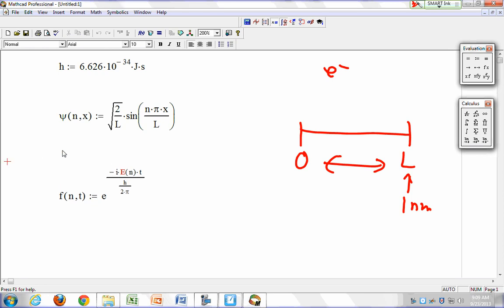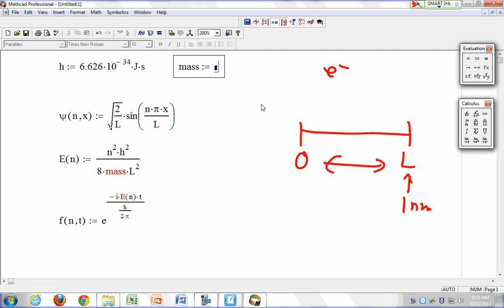It turns out in this case, the energy for the nth state, if you solve the Schrodinger equation, you'll find that it's equal to n squared times h squared over 8 times the mass of the particle times L squared. Okay, so when we get to the particle in a box problem, we're going to see all of these. Now, it doesn't know what the mass is. You have to tell it what the mass is. What's the mass of an electron? 9.11 times 10 to the negative 31 kilograms.